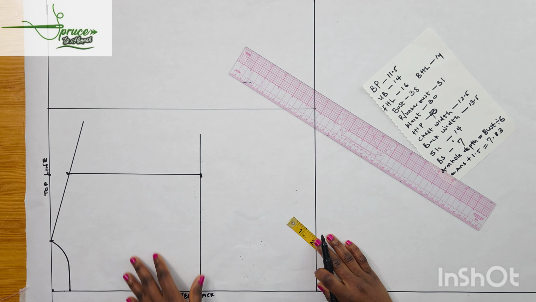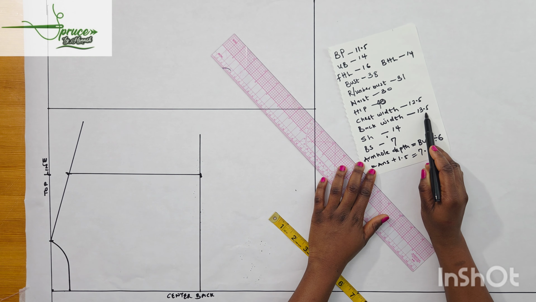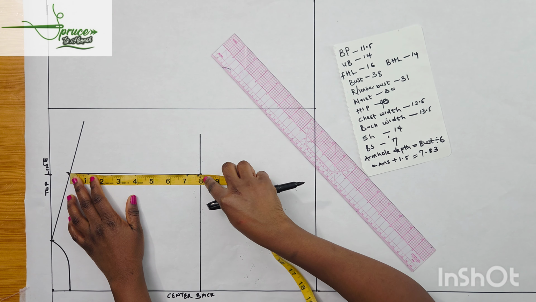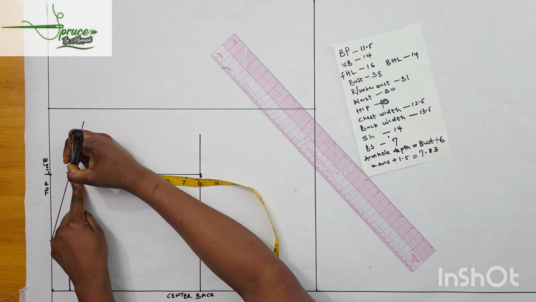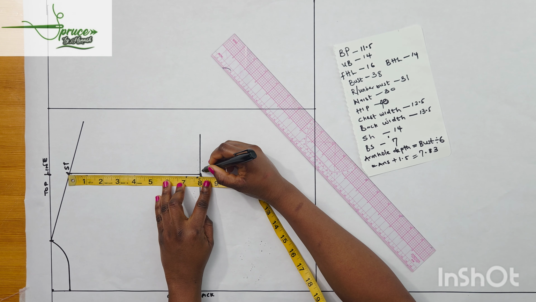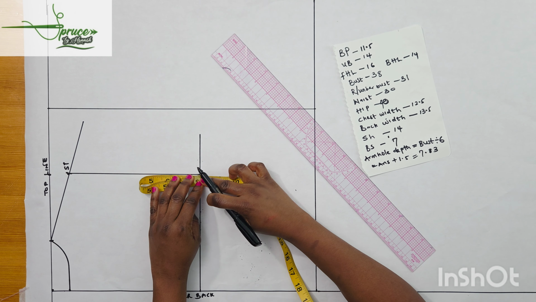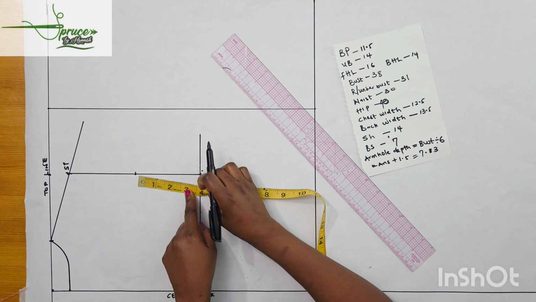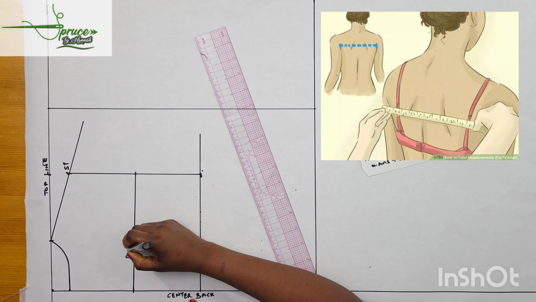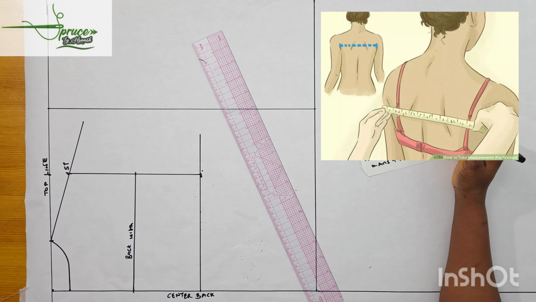Next is to mark our back width, and to get the back width measurement, you're going to measure what you have from the shoulder slope and the armhole depth, and you're going to divide it into 2 equal halves, and you're going to rule a line at that point. Just watch me closely. Now, it is on this new line that we are going to measure our back width. So that is the back width line.